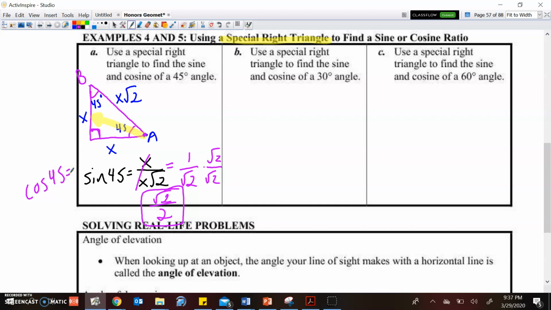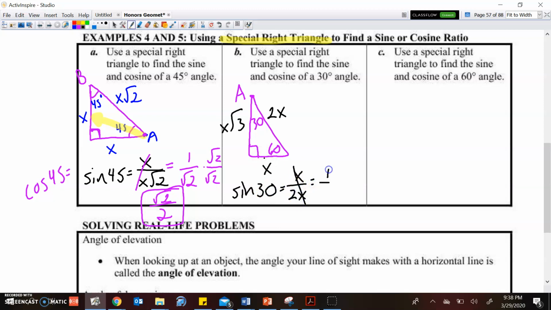So, use a special right triangle to find the sine and cosine of a 30-60-90. This one's just a 30 degrees, so I'll take it from this angle. They say from angle 30 degrees. First let's fill in our ratios. So this is x, this is 2x, and this is x times the square root of 3. So the sine from a 30-degree angle is going to equal x over the hypotenuse 2x. My x's cancel and I get 1 over 2.